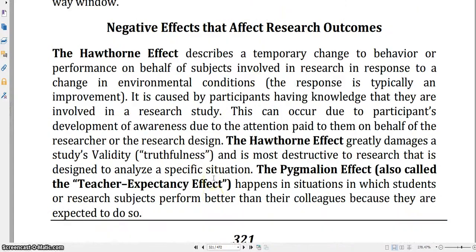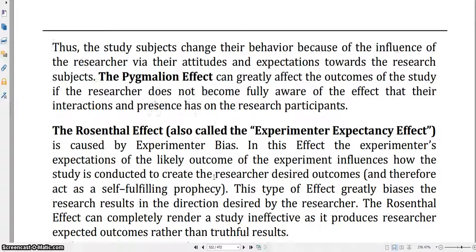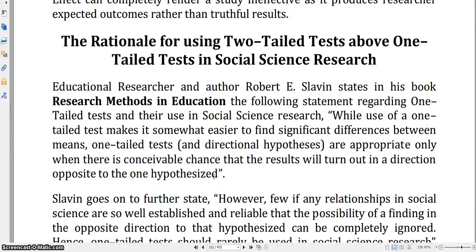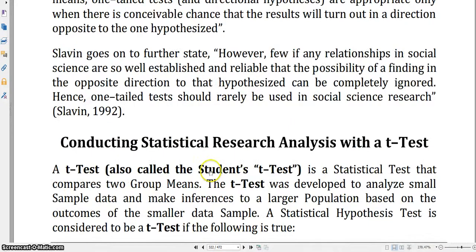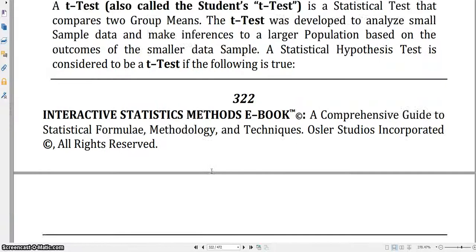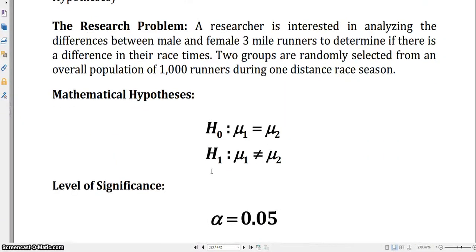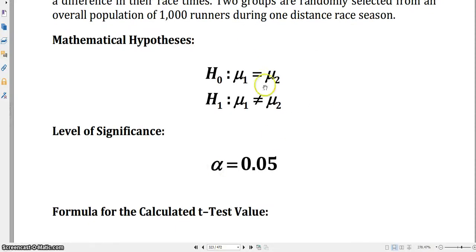Errors in measurement, okay? Negative effects that can disturb your outcomes. All right? Effects: Rosenthal, Pygmalion, knowing what those are. All right? And tail tests. So when we start talking about tail tests, we're going back to our previous chapter. In chapter 9, we're talking about normality, looking at ends of the normal curve in terms of social science research. Being able to conduct analysis with the t-test. So we give a sample t-test here, how it's calculated, what the mathematical hypotheses look like if it's two-tailed. We'll have an equal and an unequal versus one mean being greater than the other mean, looking at populations of two groups, one mean, two mean, and what it is.